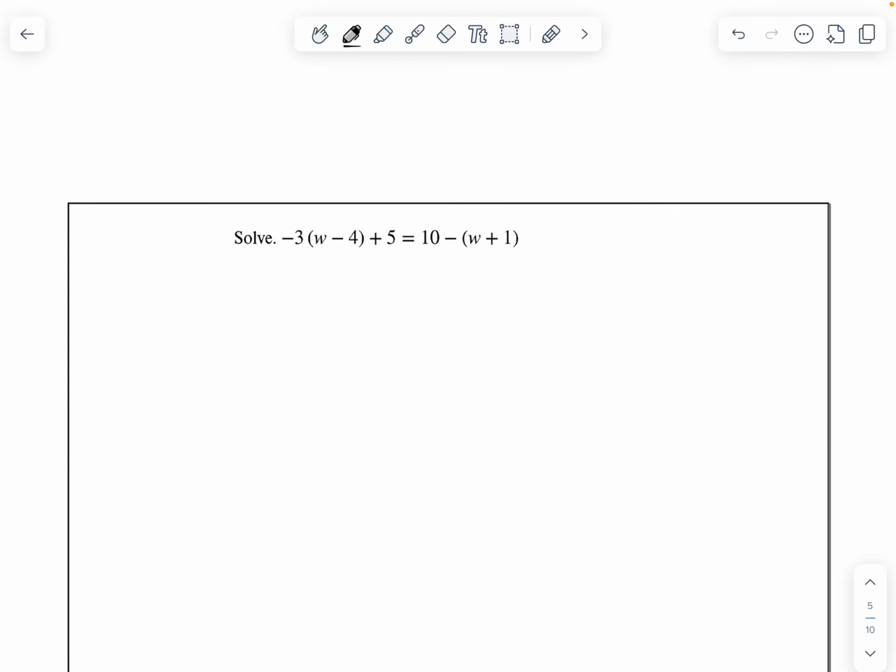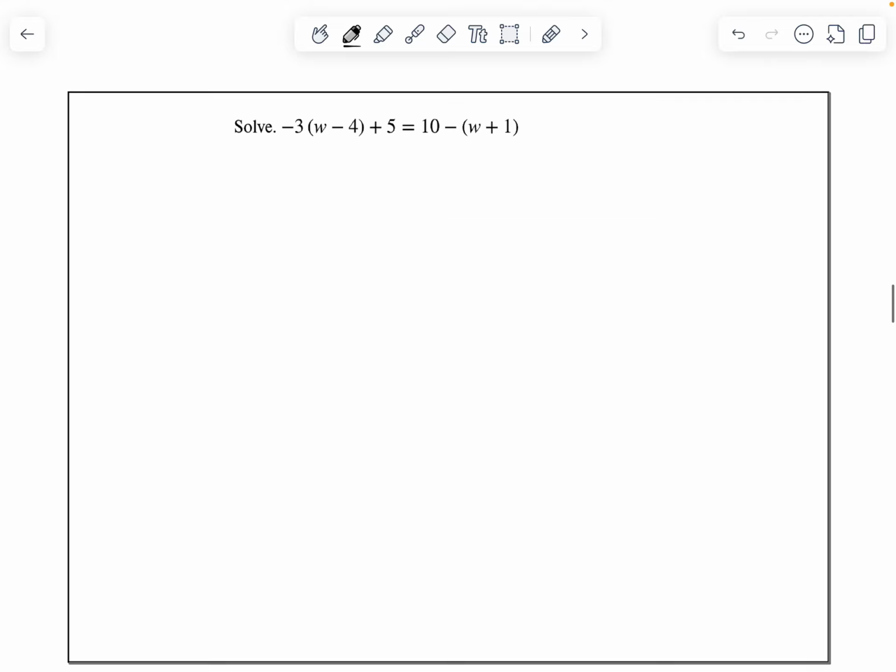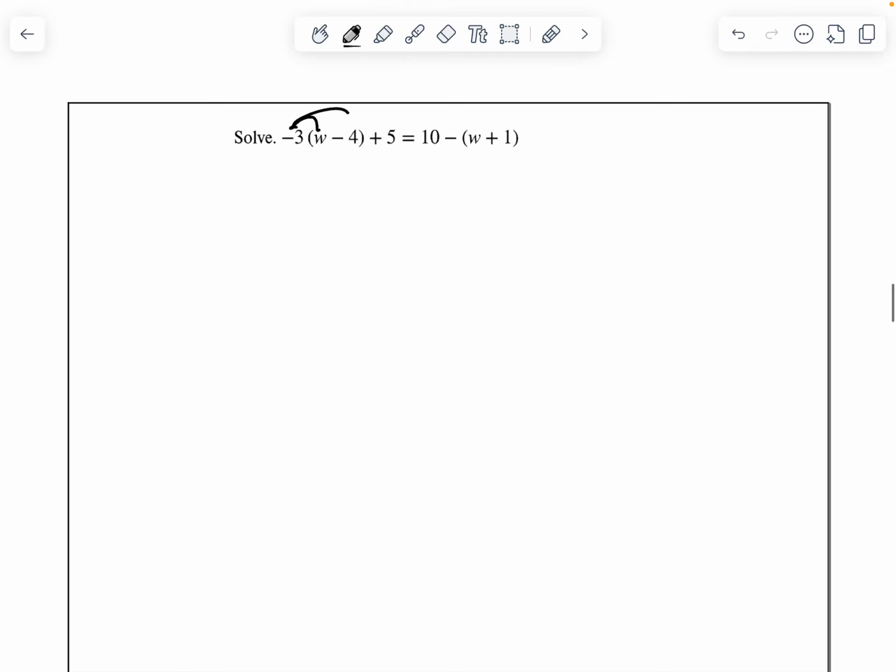We're jumping straight into some examples, and I'm going to tell you what our workflow is. If you have parentheses, the first thing you want to do is get rid of those parentheses by distributing. After we distribute, then we're going to combine our like terms. After we combine our like terms, we're going to use the addition and subtraction properties of equality to try and get the variables to one side and the numbers to the other.